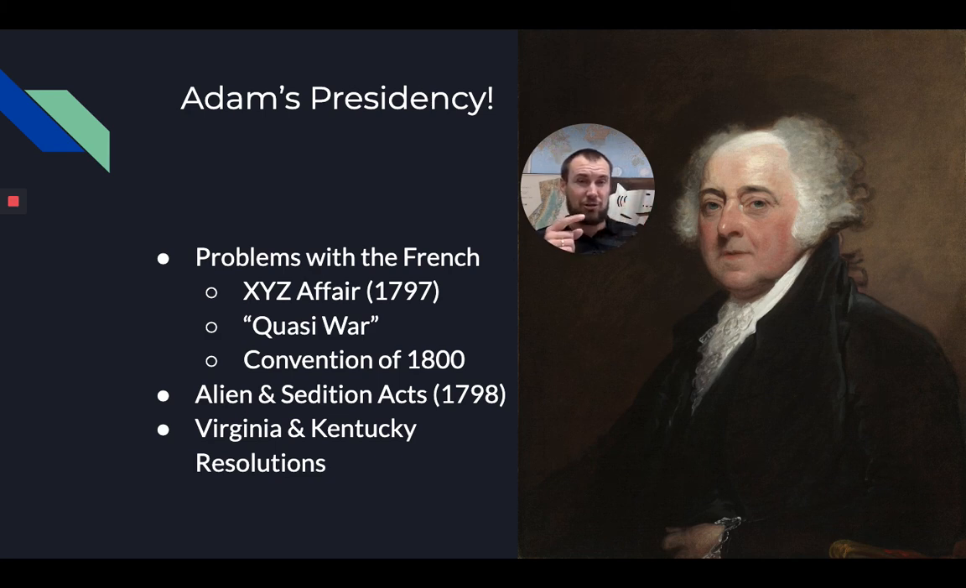States should be able to nullify that, not getting enough support by other states. And they're not doing it to break up the Union. Okay, they're doing it to, in their minds, protect people's civil liberties. Okay, and so that's what happens during Adams' presidency.